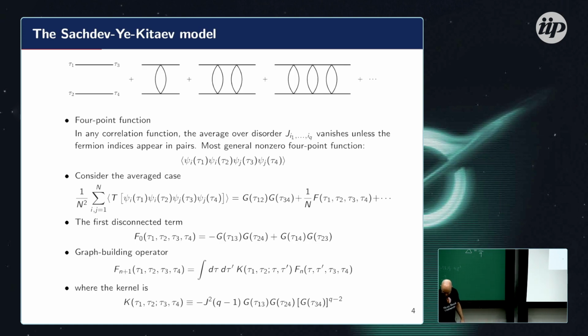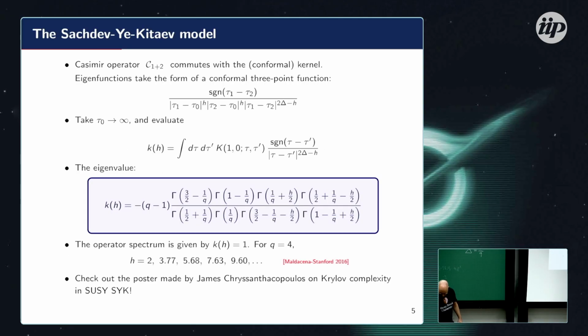And you want to solve this. You want to sum up all the diagrams. So how Maldacena and Stanford did it, they realized that the kernel commuted with the Casimir for the two particles, and therefore the eigenfunctions of the Casimir will be the eigenfunctions of the ladder kernel as well.